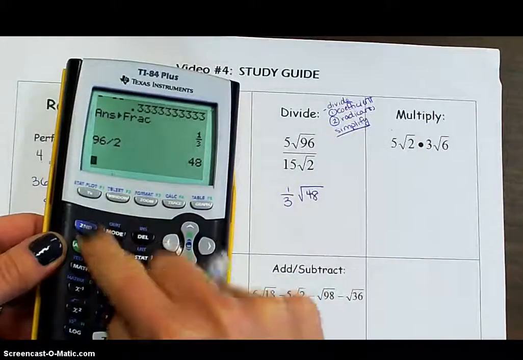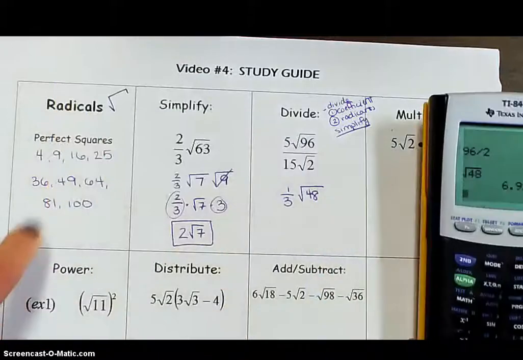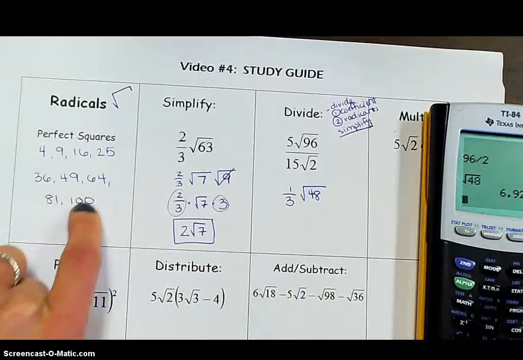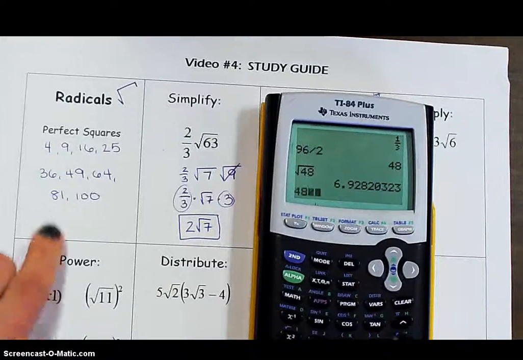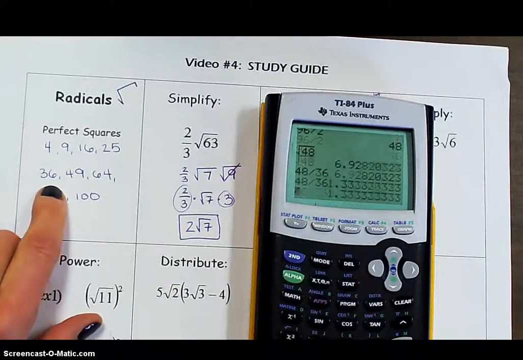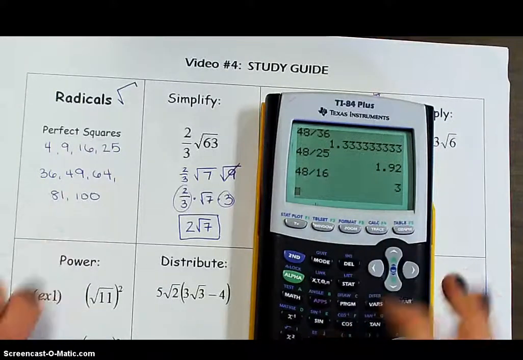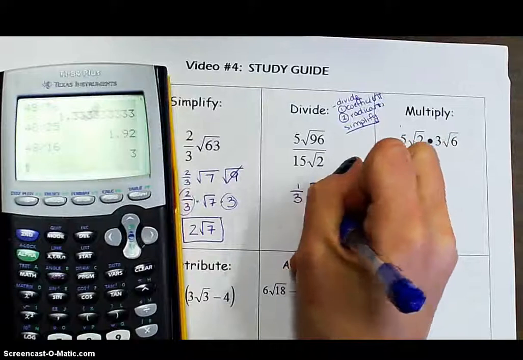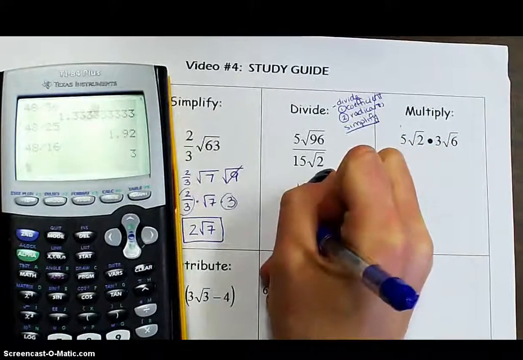Okay, now I'm going to take the square root of 48. It is not a perfect square. So we have to use one of these numbers over here to simplify that. So let's take a look. So 48 divided by 36. Nope. 48 divided by 25. Nope. 48 divided by 16. There we go. It's going to be 3. So this is going to break down into radical 16 times radical 3. And there is a 1/3 on the outside.